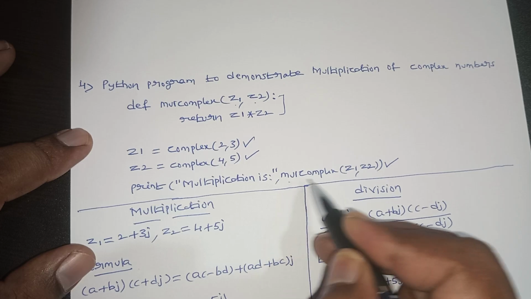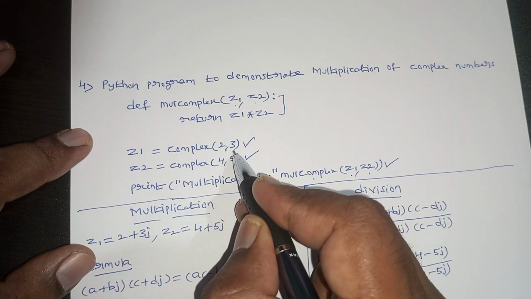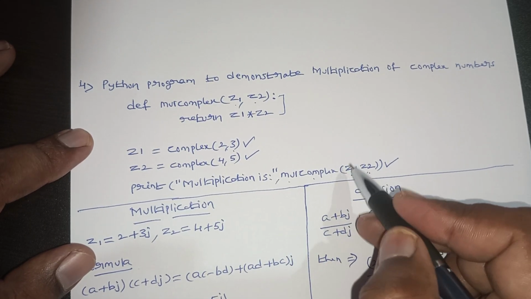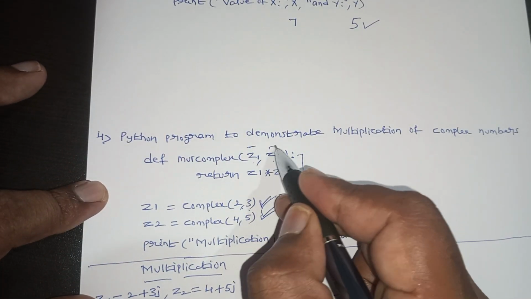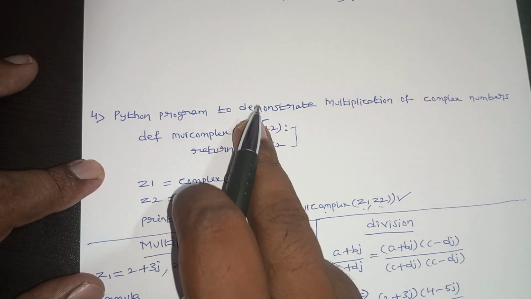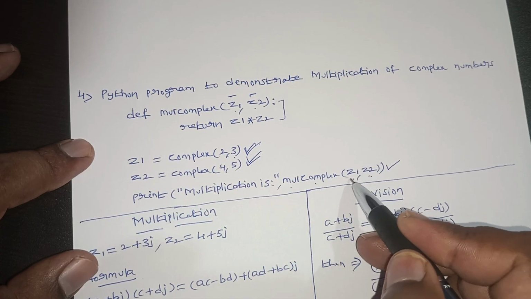See, mul complex of z1 comma z2. What is z1? 2 comma 3. What is z2? 4 comma 5. So these two numbers are passed to here. I am not starting the program here; I am starting the program from this location.